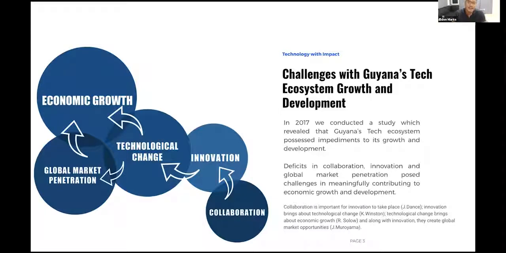That gave us an immense amount of data to look at, to give us an idea of where the tech ecosystem in Guyana was. In looking at the data, we identified certain impediments to the growth of the local tech ecosystem. Complementing research that we discovered was that collaboration and innovation all work together to bring about technological change, and that also has a bearing on global market penetration and ultimately economic growth for development. What we identified in that data was that there were clear deficits in collaboration, innovation, and global market penetration. These obviously would have posed challenges to the meaningful development of our local tech ecosystem.